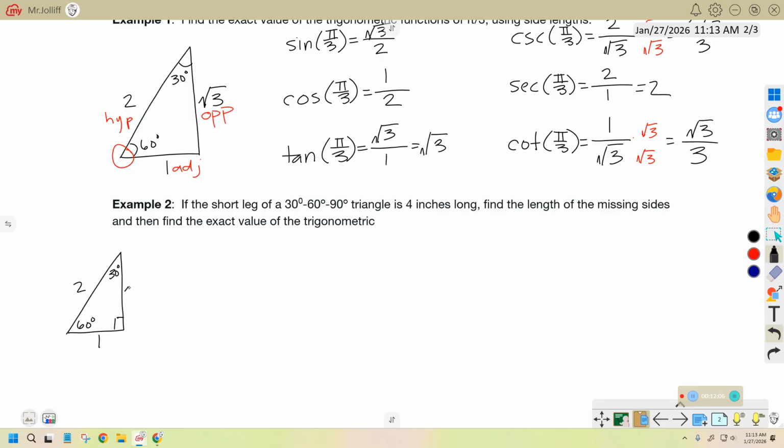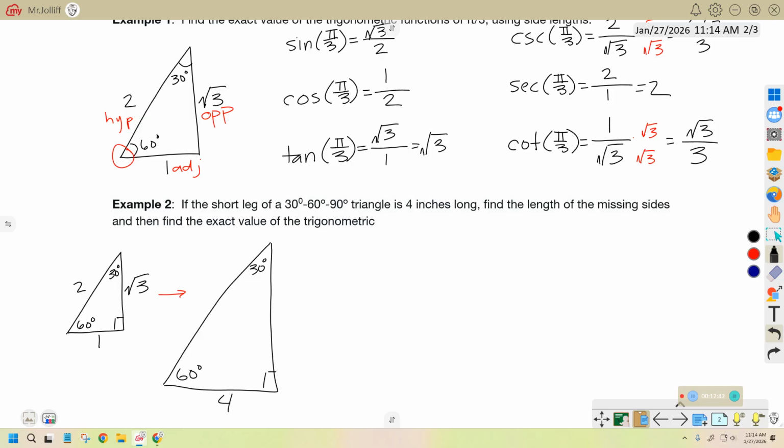1, 2, root 3. Yeah? That's our base 30, 60, 90. But that's not the triangle I'm looking at. I am looking at a bigger triangle. Same angles. It says 30, 60, 90. It's got the same angles. But what's changed? Short leg is 4 instead of 1.